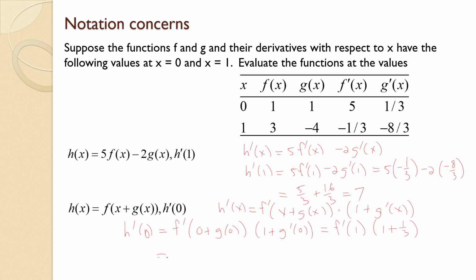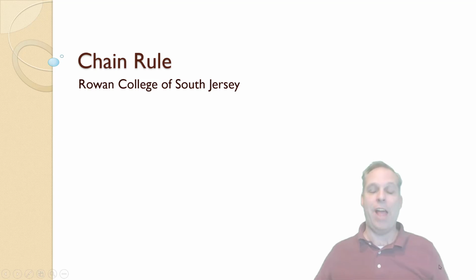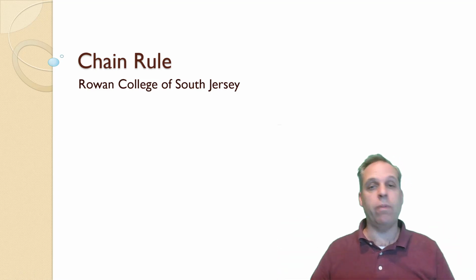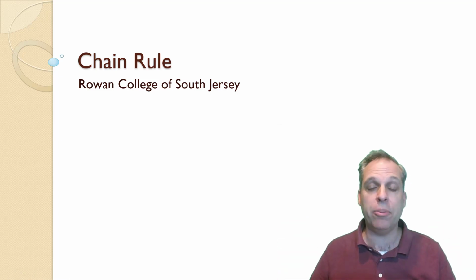So that would then be, that's an f prime of 1 times 1 plus 1/3, that's 4/3. So I had 4/3 times f prime of 1. But f prime of 1 is negative 1/3. So that would then be 4/3 times negative 1/3. That is negative 4/9, and that's the derivative of h at 0. And that gives you a basic overview of the chain rule derivative for composition of functions.